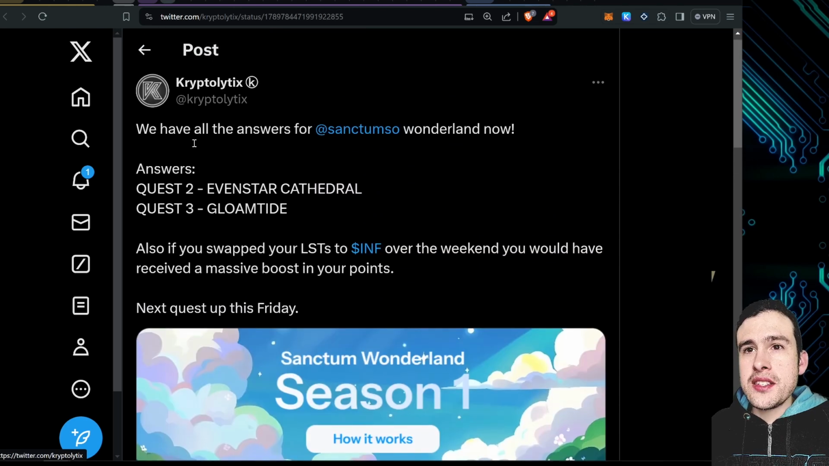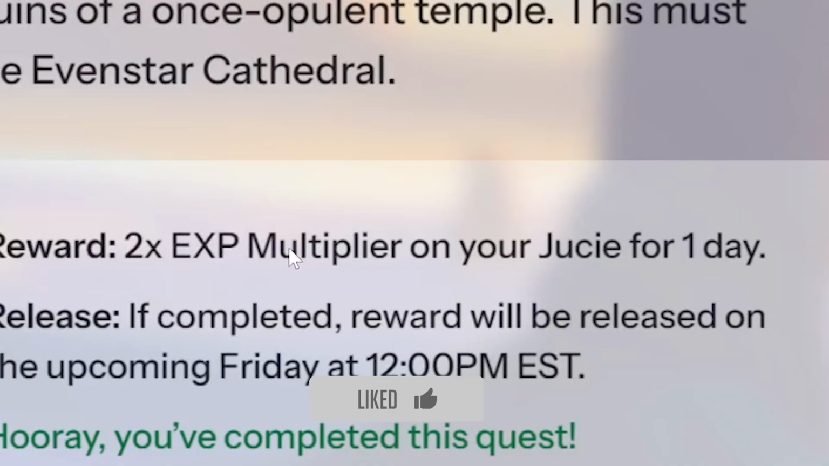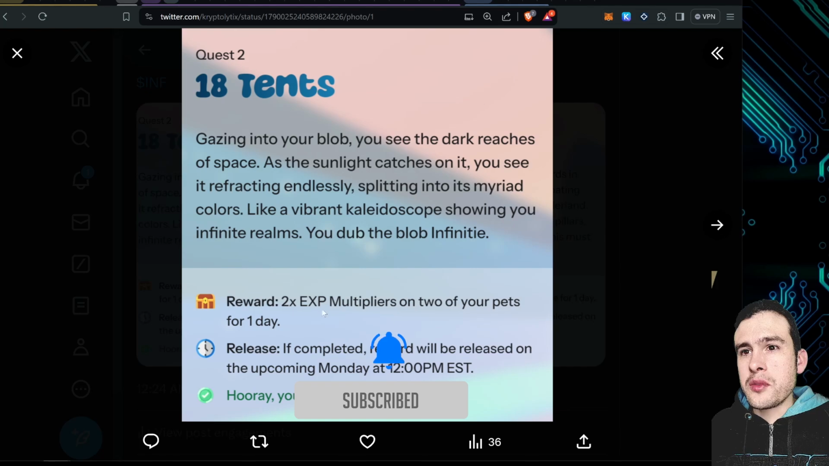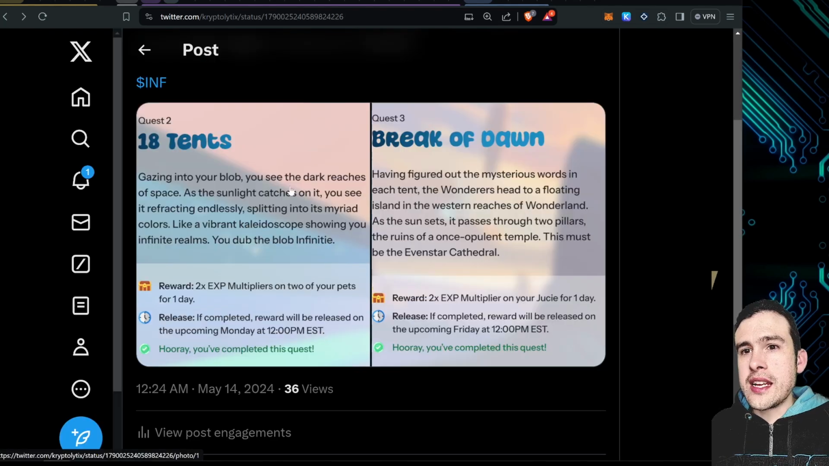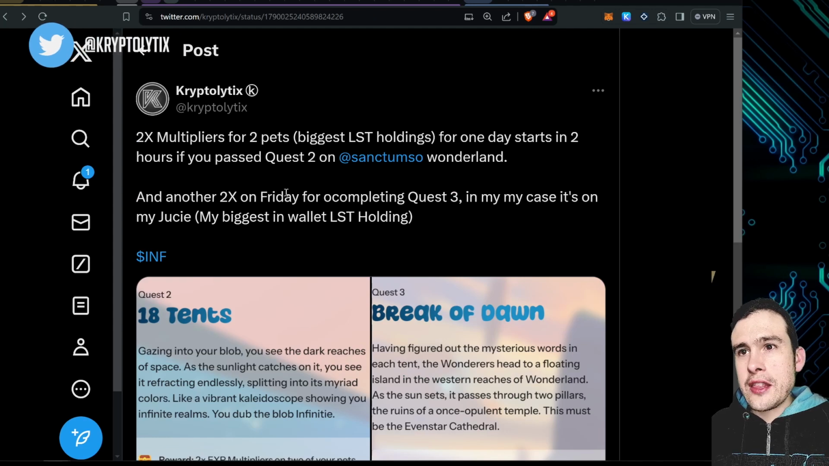But anyway, if you haven't done these yet, then they're your answers, so go put them in. That way, if you didn't get today's XP boost, you'll get the one that's coming up on Friday. And the one on Friday is for Juicy Sol. You can see here, 2x multiplier on your Juicy for one day. That's the one that's coming up. And this one just said 2, but it was announced that it was those 2 there. So that's it for Quests 2 and 3.